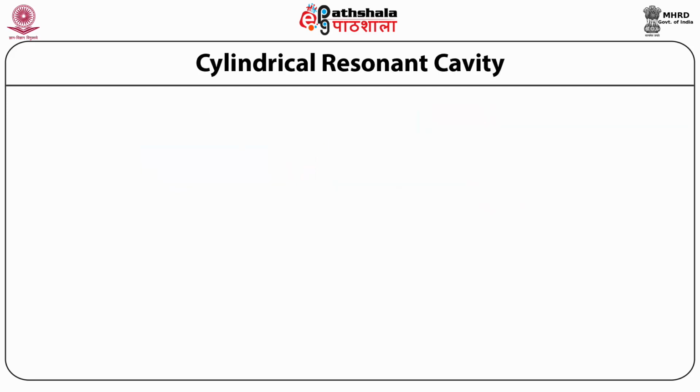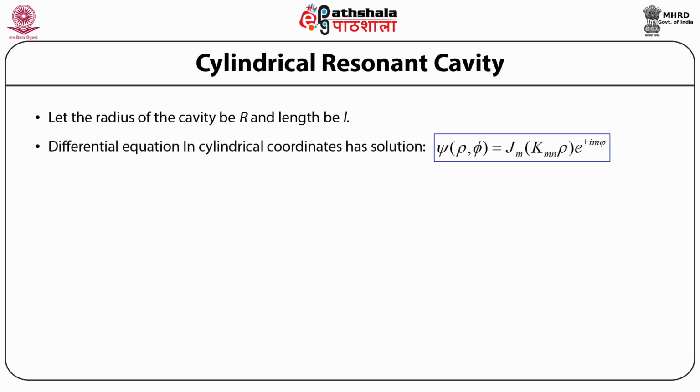Cylindrical resonant cavity. Now let us consider the case of a cylindrical resonant cavity which has a radius of the cavity as R and the length of the cavity as L. So the differential equation in cylindrical coordinates has the solution. We now define the wave function in terms of the cylindrical coordinates. So wave function psi as a function of rho and phi is equal to J_m times K_mn rho times e to the power plus minus i m phi.